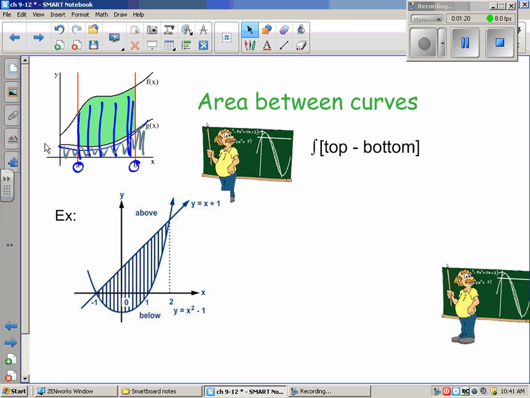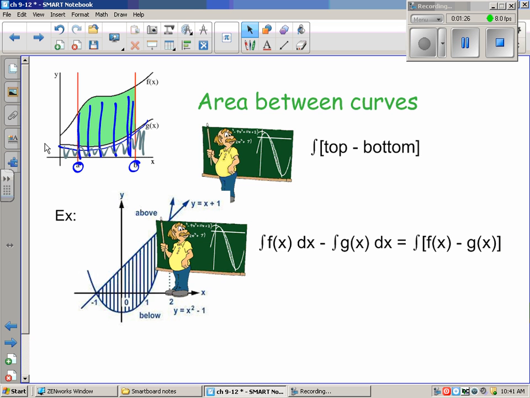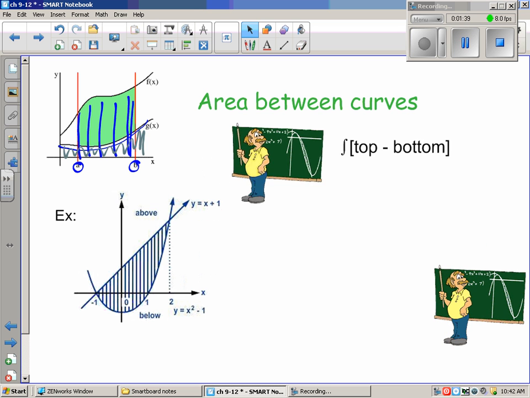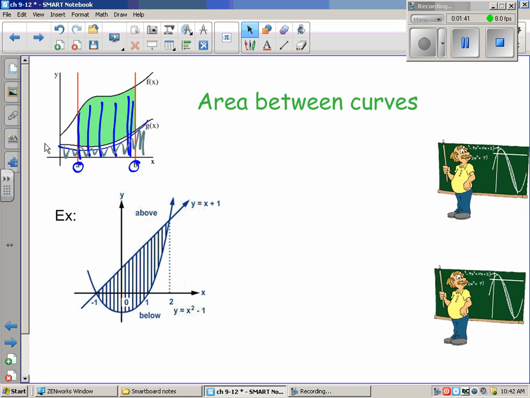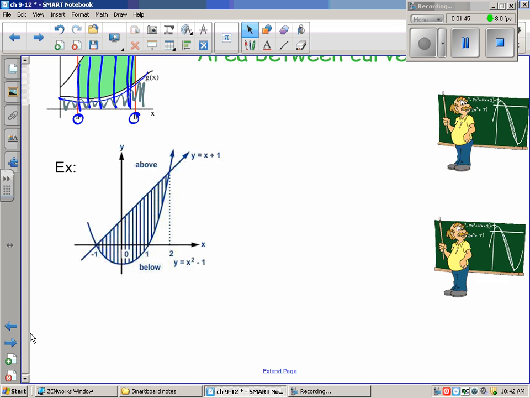The integral usually means the top minus the bottom. If we're doing between curves, what we're going to do is the integral of the top minus the integral of the bottom. Or we could subtract them first and then do the integral. It's a neat thing that you can actually do. So knowing that, let's do some examples of how that gets applied. That's our whole focus today, to be able to do the area between two curves.